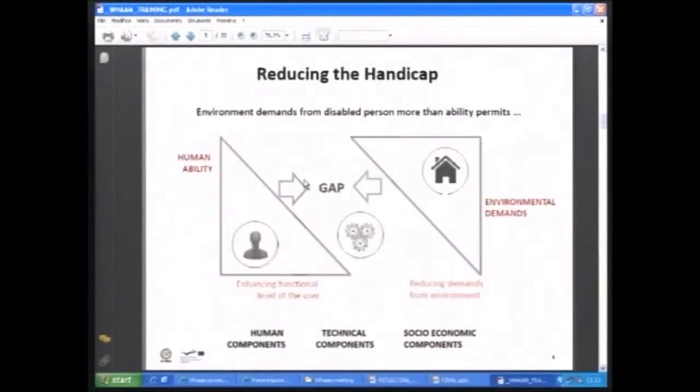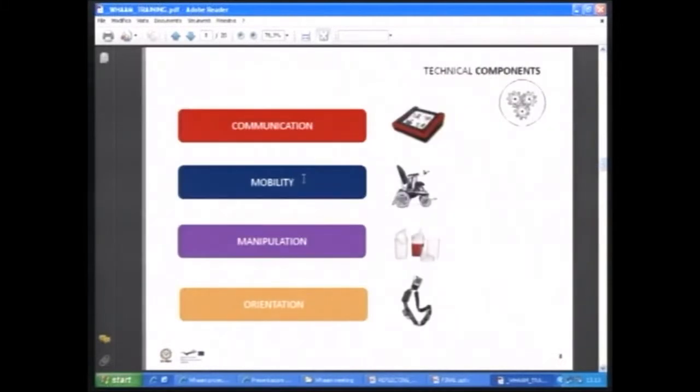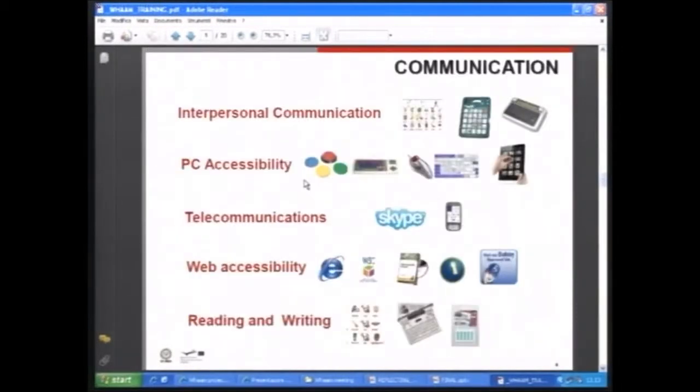Of course, there's a lot of things we could do, talk about assistive technology. We don't have much time. I just want to show you that in terms of technical components, we work with communication, mobility, manipulation, and orientation devices. That means that we work with interpersonal communications for alternative communication, PC accessibility, telecommunications, web accessibility, reading and writing strategies. This is very important also for learning difficulties.